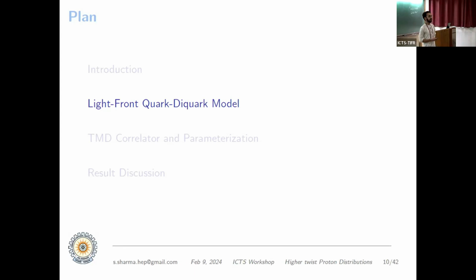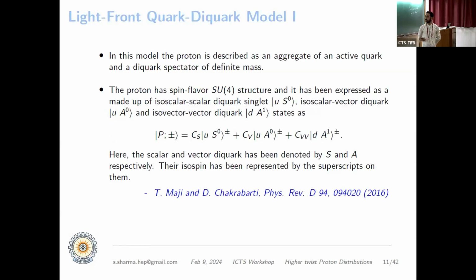Coming to the model, the one I am using is the light front Quark-Diquark model. This model assumes that the proton is made up of 3 constituent quarks, and whenever the scattering happens, it happens with 1 quark and the remaining 2 quarks act as a spectator. It is made up of an isoscalar scalar diquark singlet, an isoscalar vector diquark, and an isovector vector diquark, where S and A are used to denote scalar and vector diquarks. Their isospin is denoted in the superscript, and this model has been built by Tanmay sir and Dipankar sir.